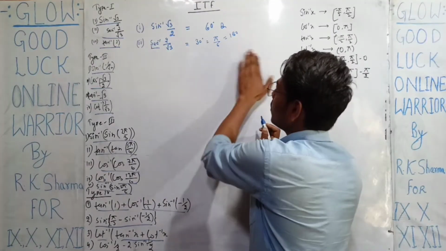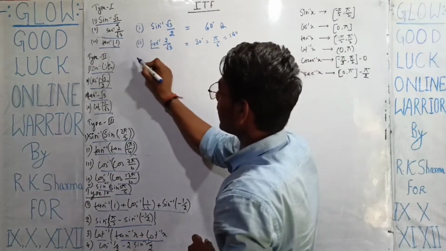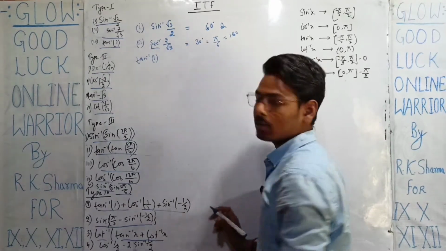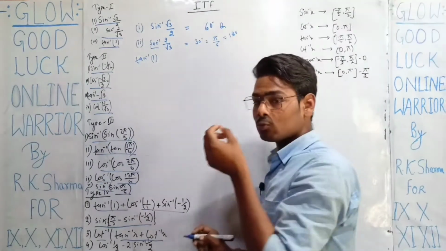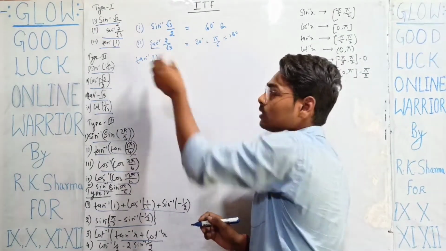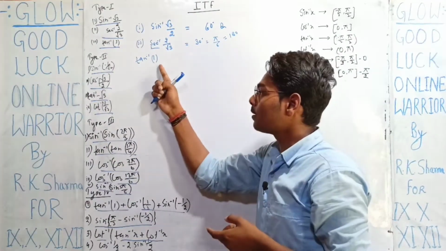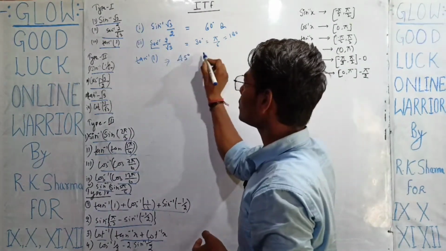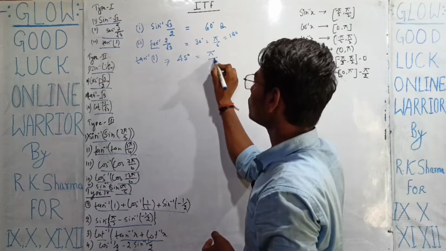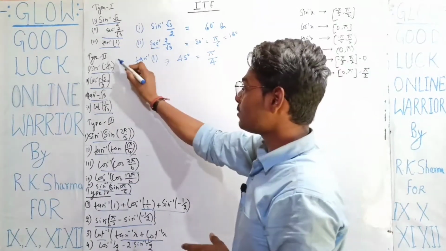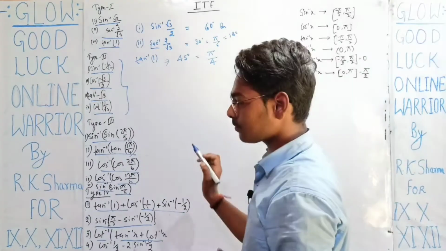Okay, so let's move to another, like tan inverse 1. What is the value of tan inverse 1? You have to first think in your mind which value of tan gives 1. 45. So its answer is 45. 45 is also written as pi upon 4. It's very easy.